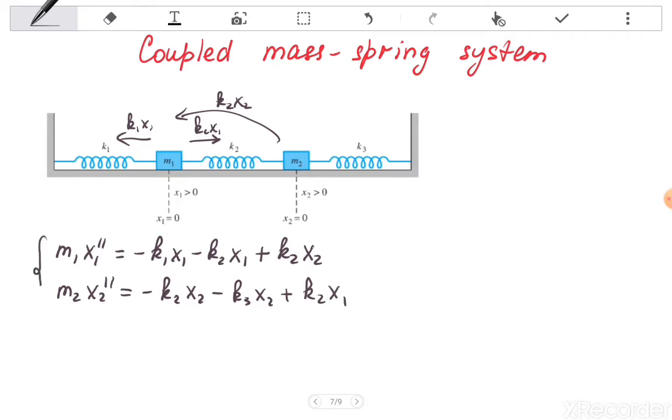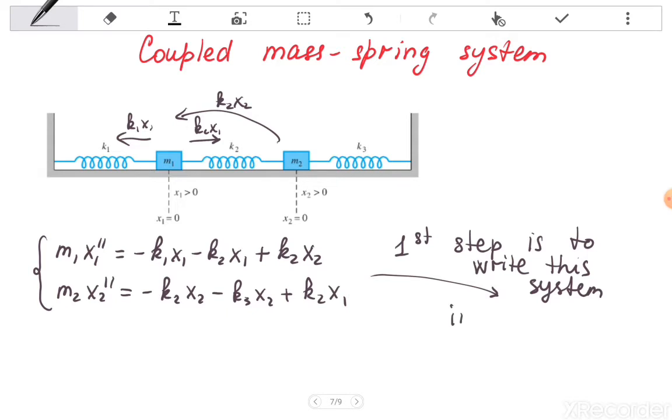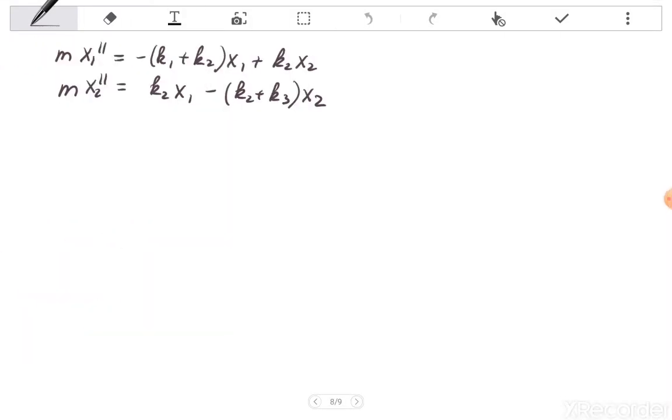So we have this system of linear differential equations with constant coefficients. The first thing that you can notice is that here we have second derivatives, so this system is not in normal form. So the first step is to write this system in normal form. Okay, let's do this. First of all, let me write it by just taking out x1 and x2 in these equations to make it more beautiful, and then we will write it in normal form.